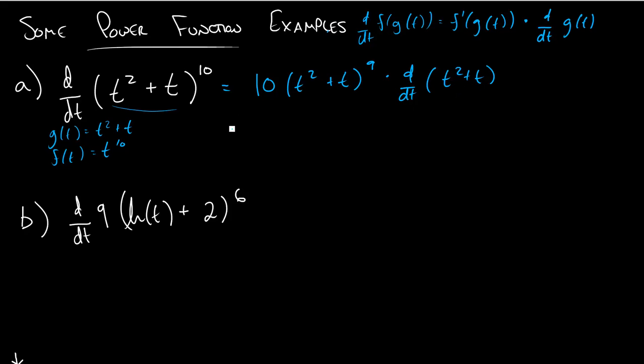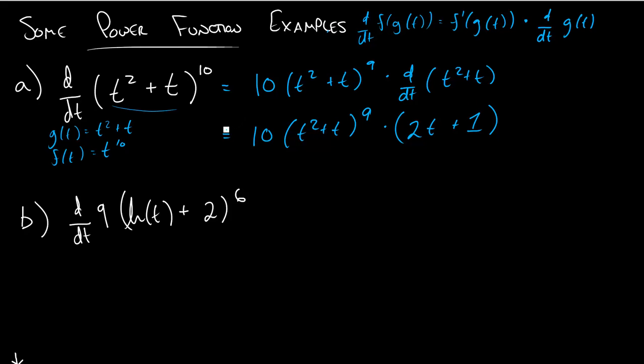And so to finish this one off, I'll write 10 times t squared plus t to the 9th. This stays the same, but over here I need to take a derivative of t squared plus t. Now what's the derivative of t squared plus t? I'm going to put it in these parentheses. So the derivative of t squared is 2t, and the derivative of t is 1. And since this is a sum of two functions that I know how to take the derivative of, the derivative of t squared plus t is just 2t plus 1.